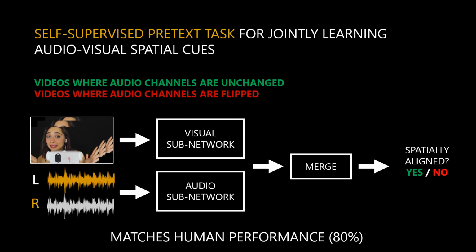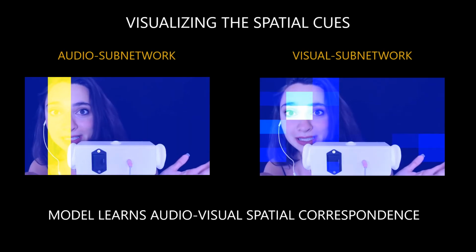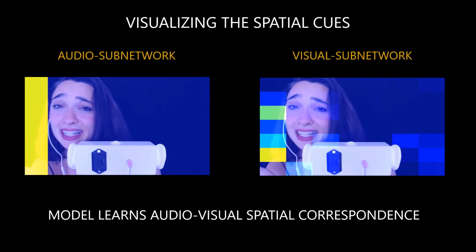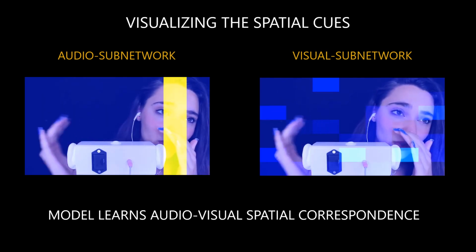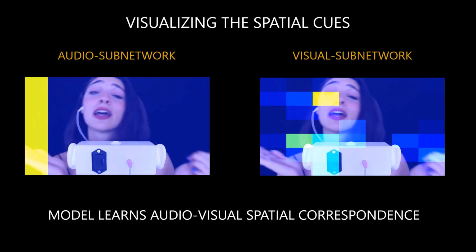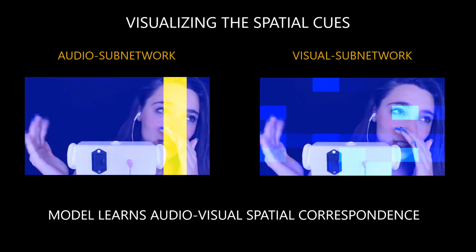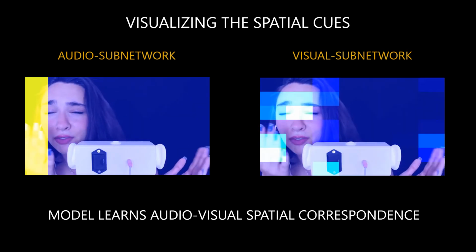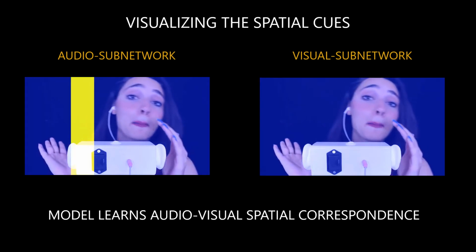We find that the model trained on this task can match human performance on the ASMR dataset. And it does this by establishing spatial correspondence between the audio and visual inputs. On the left here, we show the positions of spatial cues that our model extracts from the audio, and on the right, we show the regions that the visual network learns to attend to. Notice that the learned spatial cues are moving in synchrony.